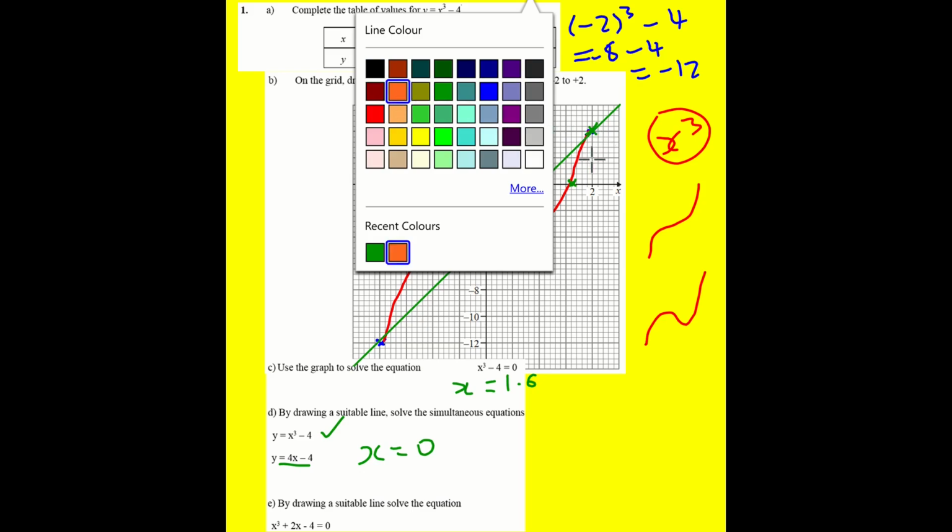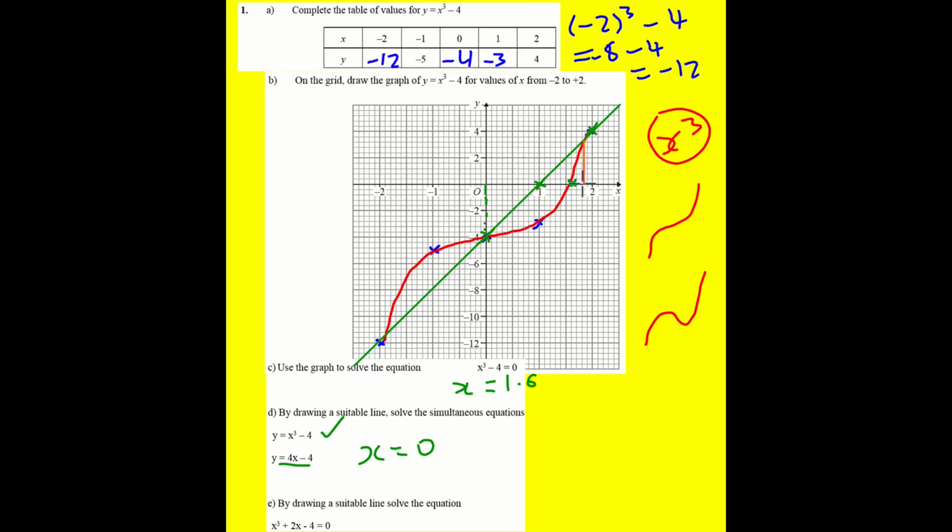So it's actually a little bit hard to see, isn't it? I think it's going to be coming down here. It'll be easier doing this with a pencil and a larger graph, got to be honest. And then there's a point here.